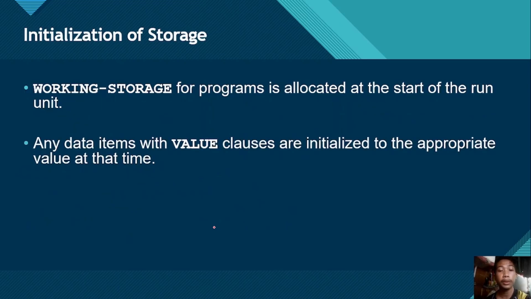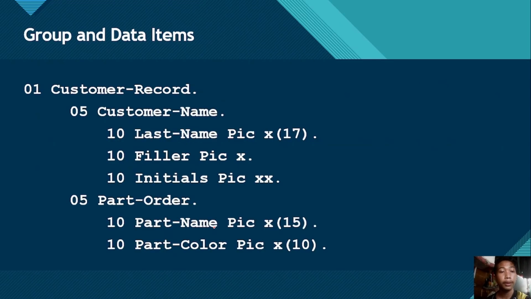So working storage for programs is allocated at the start of the run unit. Any data items with value clauses are initialized to the appropriate value at that time. So we have group and data items. As I've mentioned earlier, if the variable customer record is called, it would return this data, all data.